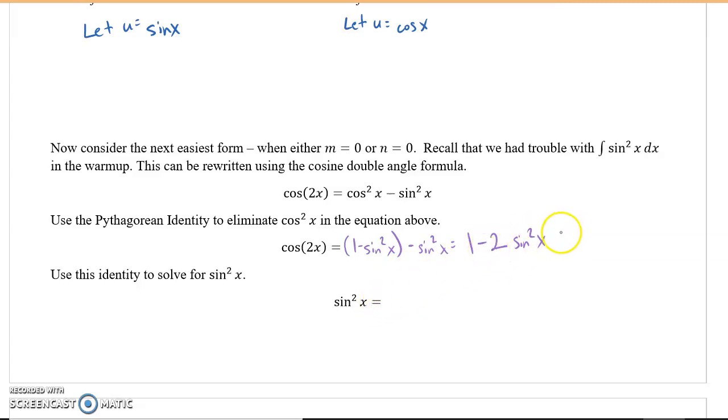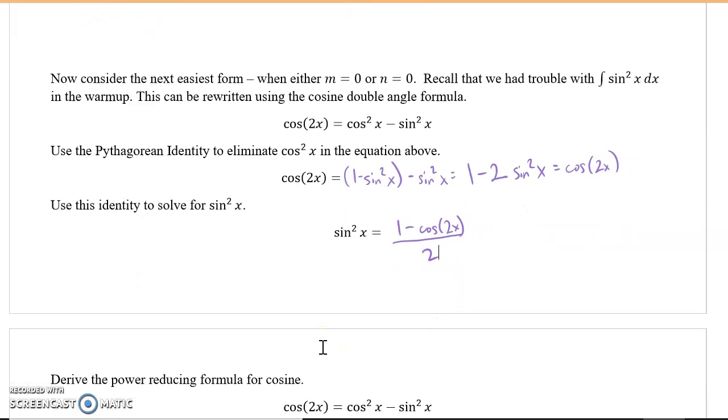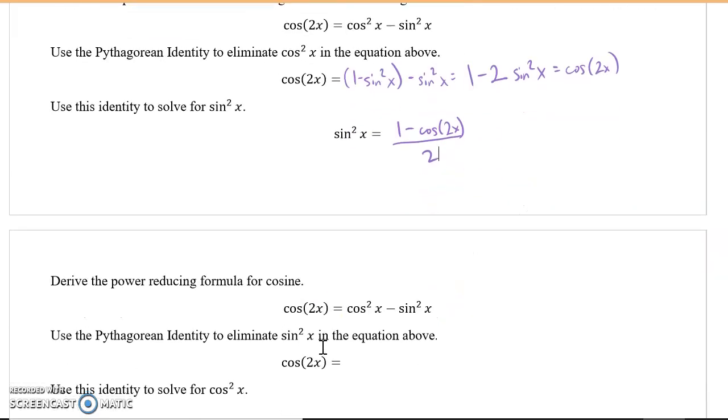So if we take cosine of 2x equals 1 minus 2 sine squared of x and solve for sine squared of x, we get 1 minus the cosine of 2x, divided by 2. And since those are the same thing, we can deal with either one of those. And the one on the right is easy to integrate. We can do the same thing with cosine.